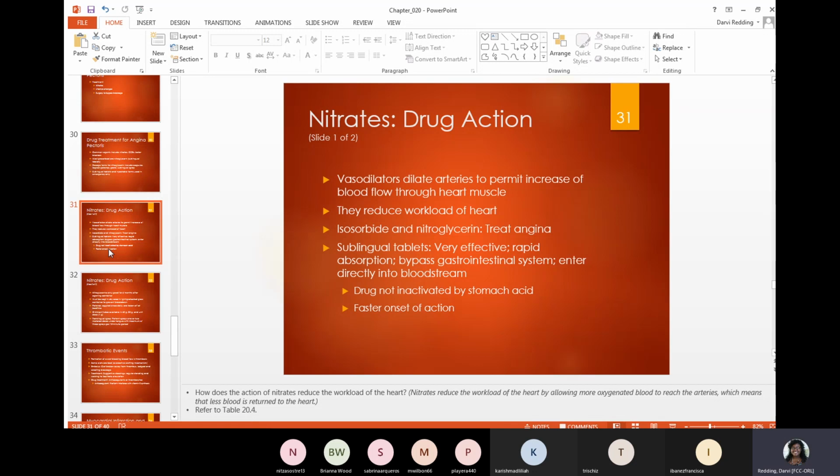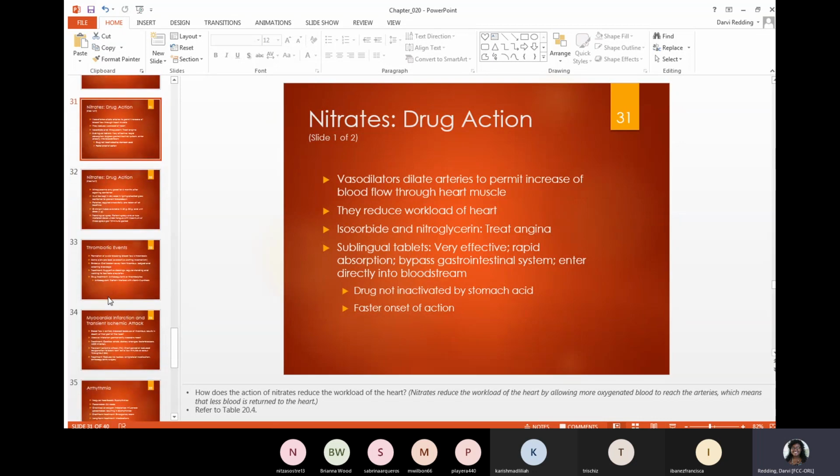And because it's something that's going to be taken sublingually, it's going to bypass the GI system, GI standing for gastrointestinal system, and it's going to enter into the bloodstream directly. Now, when a person takes the sublingual tablet, the drug is not inactivated by stomach acid. Therefore, it creates a faster onset of action. So the nitroglycerin is going to work quickly if it's absorbed sublingually.